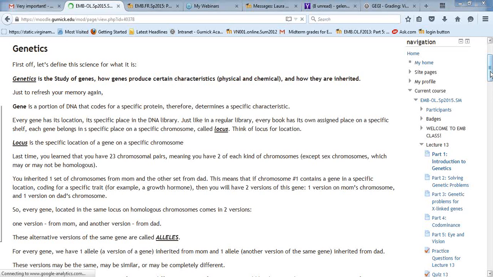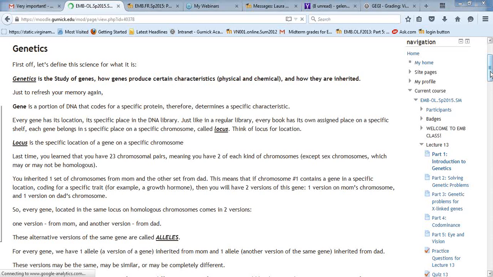And first of all, let's define what we mean by genetics. What is the science of genetics? Well, genetics is the study of genes, how genes produce certain characteristics, physical and chemical, and how those characteristics are inherited, so how they are passed on.